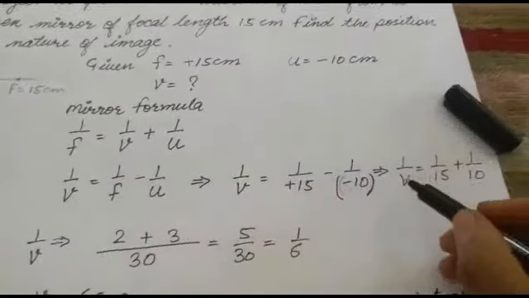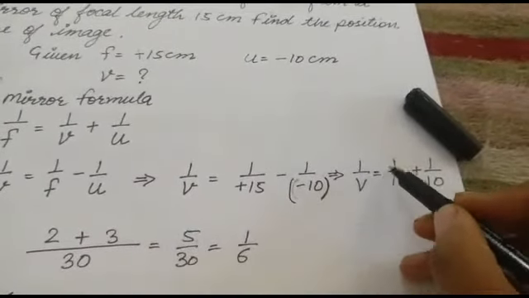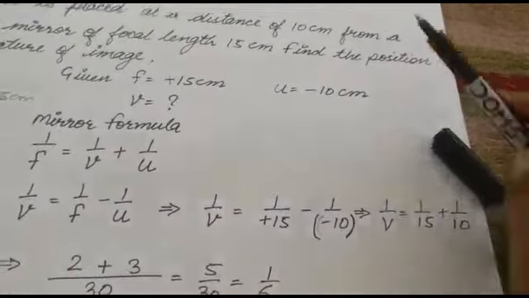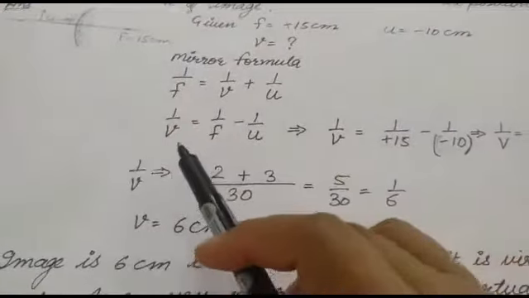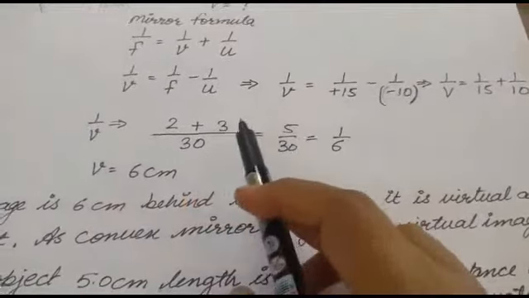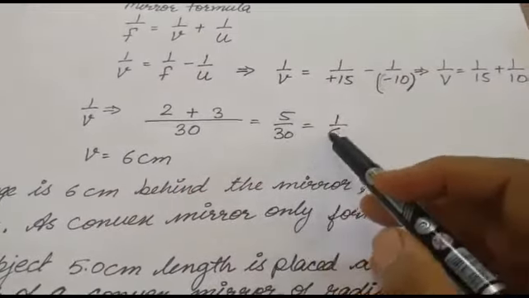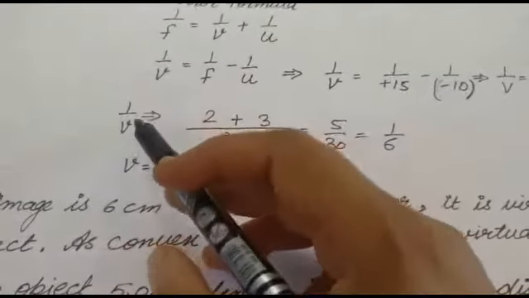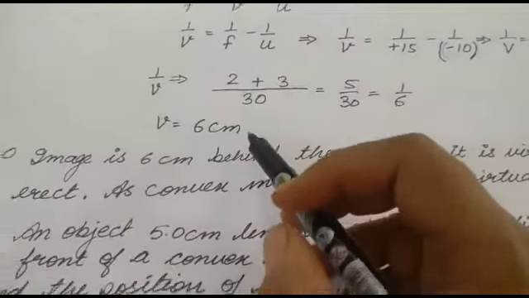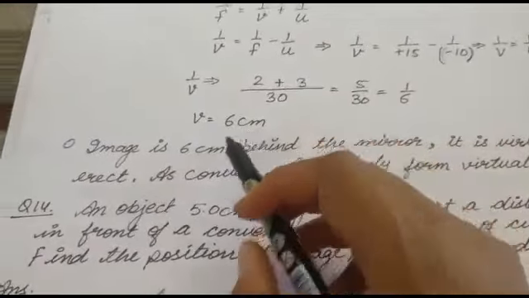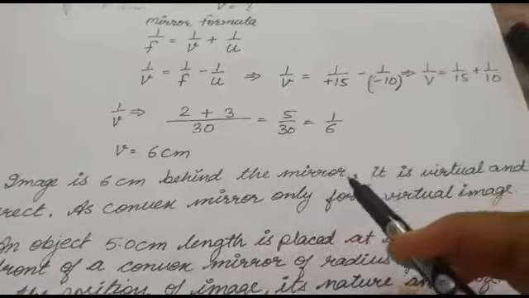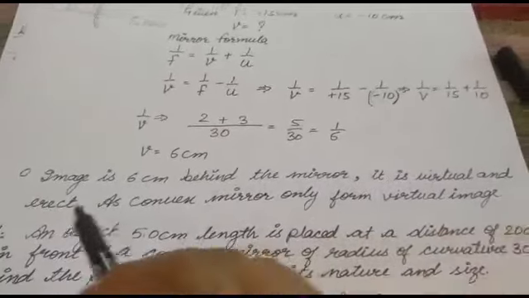Okay, so when we solve it, what will we get? 1/v = 1/15 minus into minus, plus 1/10. Now the next thing, we will solve this. 1/v equals, the LCM is 30. When we solve it, what do we get? 5/30 equals 1/6. Means 1/v = 1/6. So v = 6 centimeters. See, the value is in positive terms. So we can say that the image is 6 centimeter behind the mirror and it is virtual and erect.